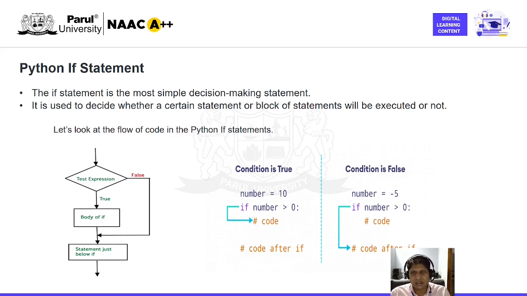Suppose, for example, you are going to vote, and the officer asks you, is your age greater than 18? Then you can vote, otherwise not. It means a specific condition is there, and once we check the condition, if the condition is true, then we enter into the if body, otherwise we go out of the body. You can see the condition is true if the number is 10. If the number is 10, the condition is true.